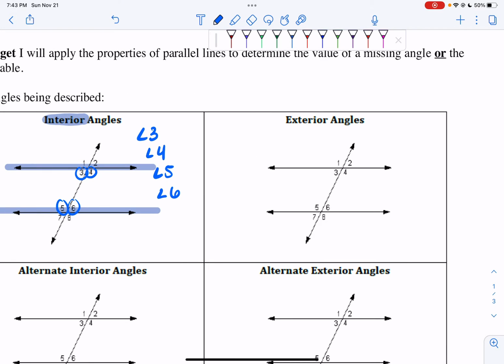They're not congruent to each other, they're not all adding up to 180 or any of that stuff. So by process of elimination, your exterior angles are the angles on the outside. In this case, the angles on the outside of my parallel lines are 1 and 2, and 7 and 8.